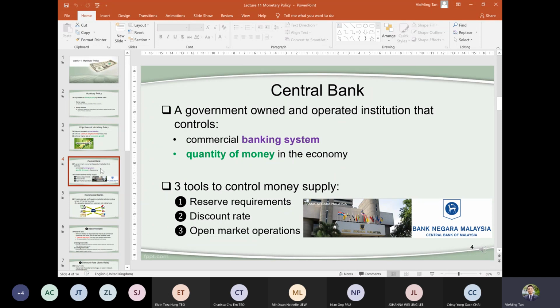So how to control the quantity of money supply? There are three tools that can be used by central bank in order to control the money supply in an economy. We are going to look at them one by one later on in more detail. Generally, the three tools are the reserve requirement ratio, followed by discount rate and open market operations. These are the three tools. I know that these three tools are new for you. We are going to look at them one by one later on.